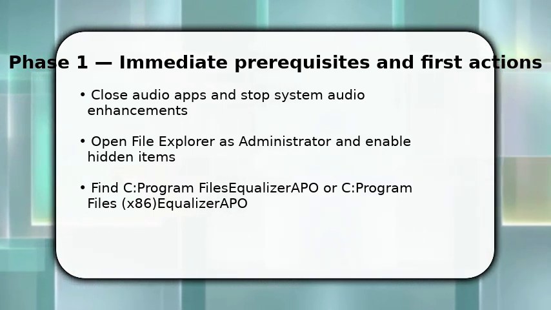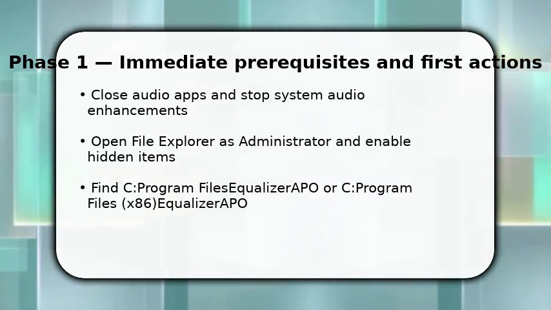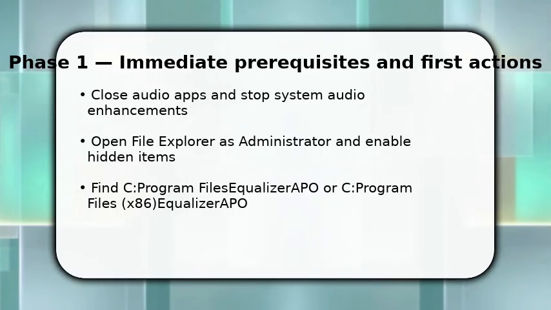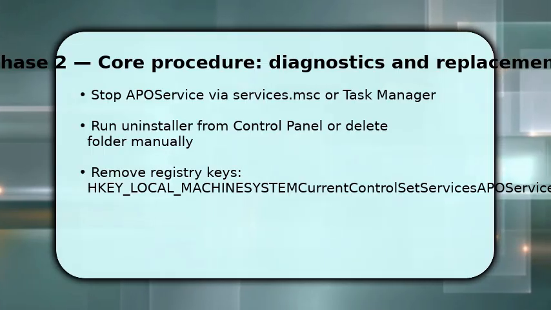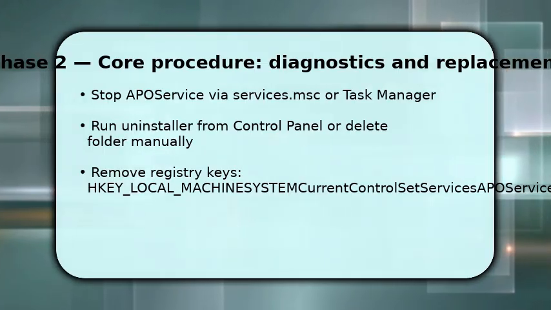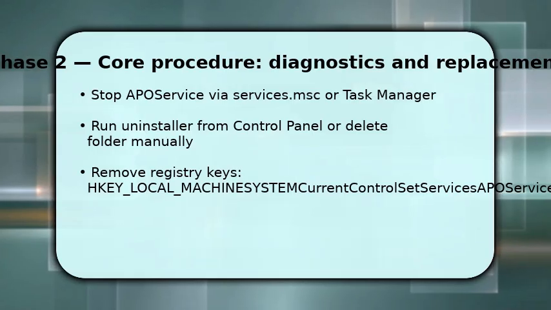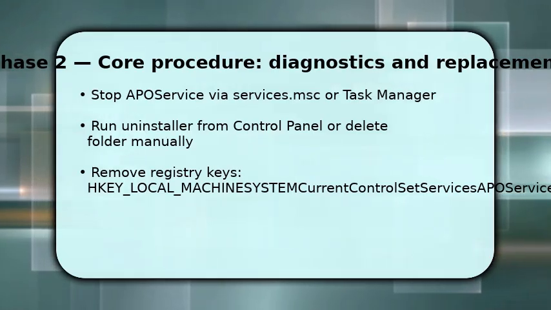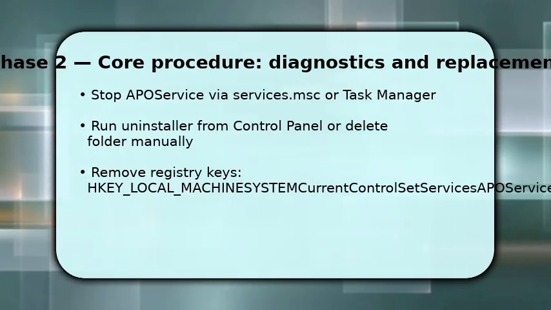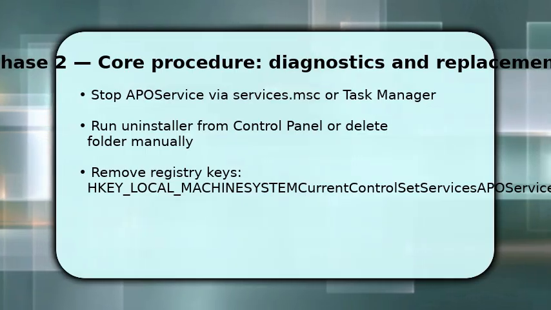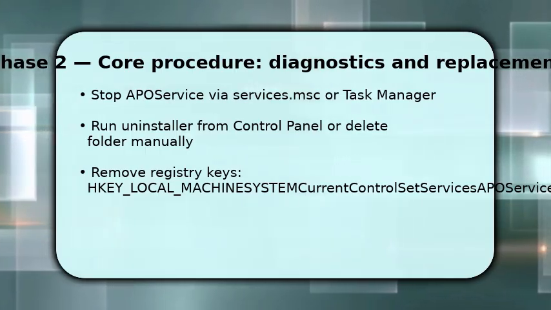Once located, make sure to note custom config names so you can remove or back them up before uninstalling. You must stop the APO service next. Open Services or Task Manager, find APO service or Equalizer APO, and stop it to release drivers. Run programs and features uninstall first. If unavailable, run the uninstaller in the program folder or delete the folder manually.